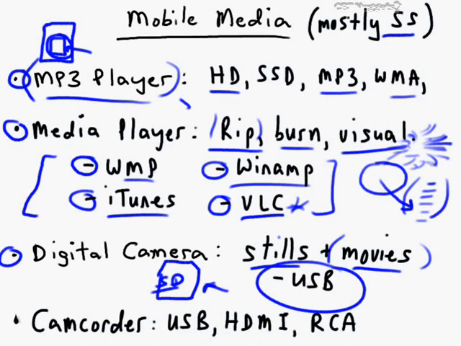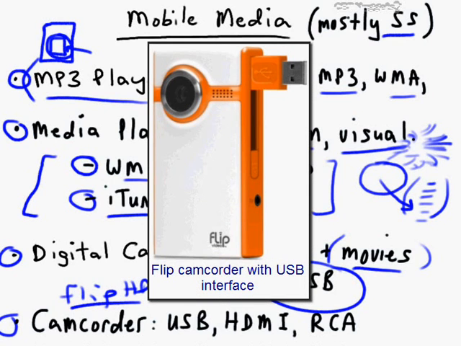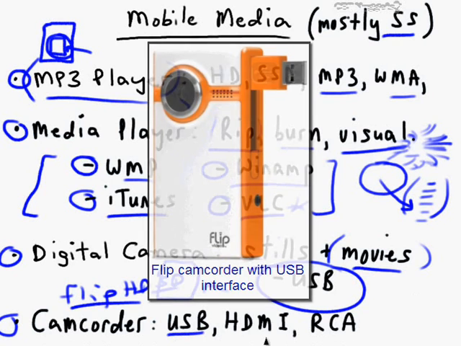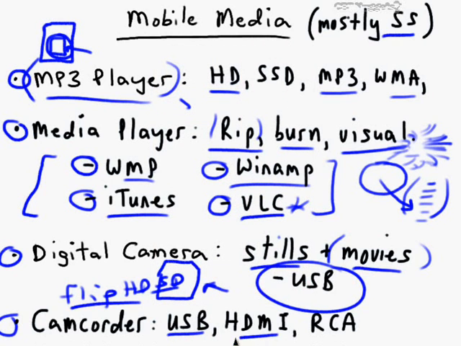Finally, we have the dedicated video device, the camcorder. I happen to have what's called the Flip Ultra HD camcorder. This is a fairly inexpensive handheld device that connects to the computer via USB. You can connect the camcorder via HDMI directly to your TV. Older Flip cameras and older camcorders use the RCA style connection, although certainly nowadays with high definition, the HDMI, the High Definition Multimedia Interface, is the standard way to go.